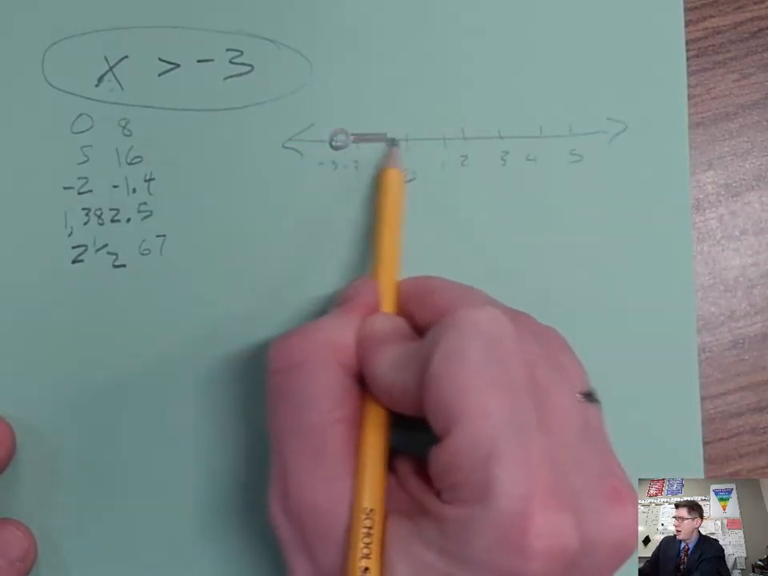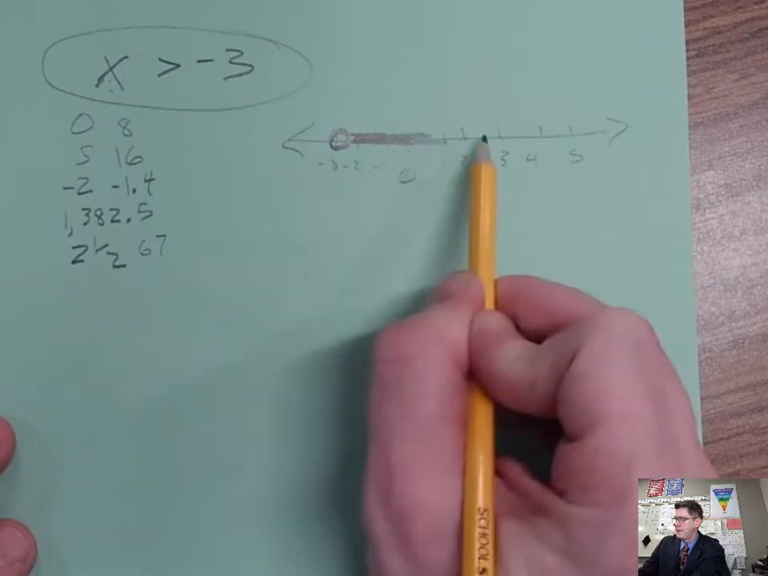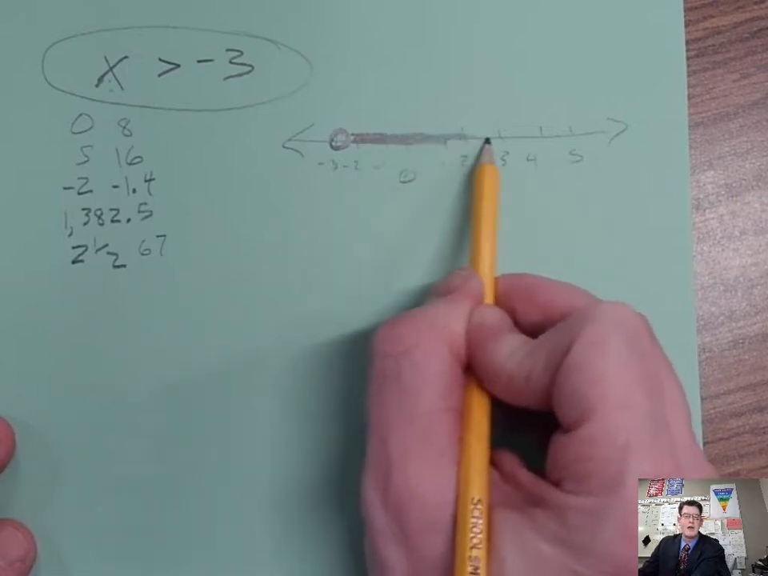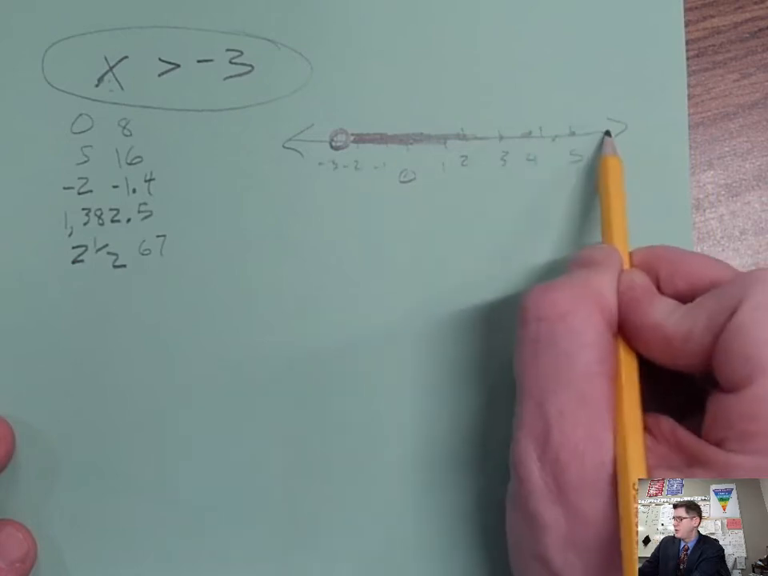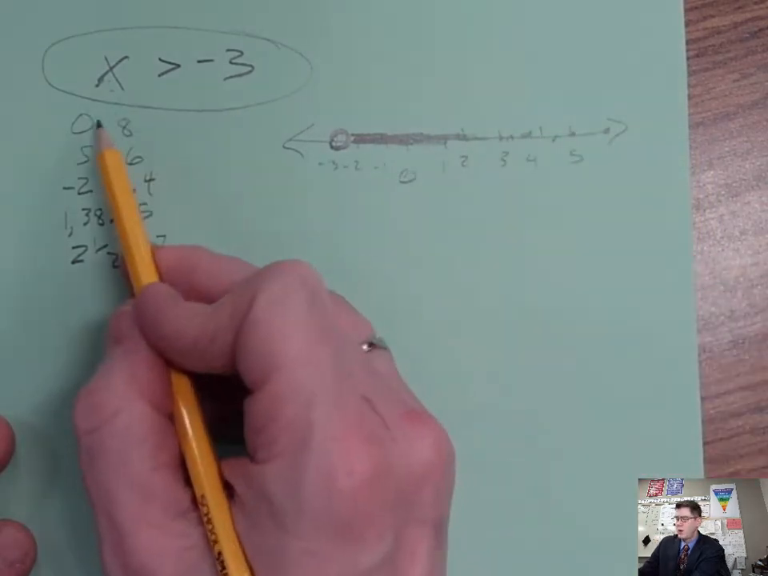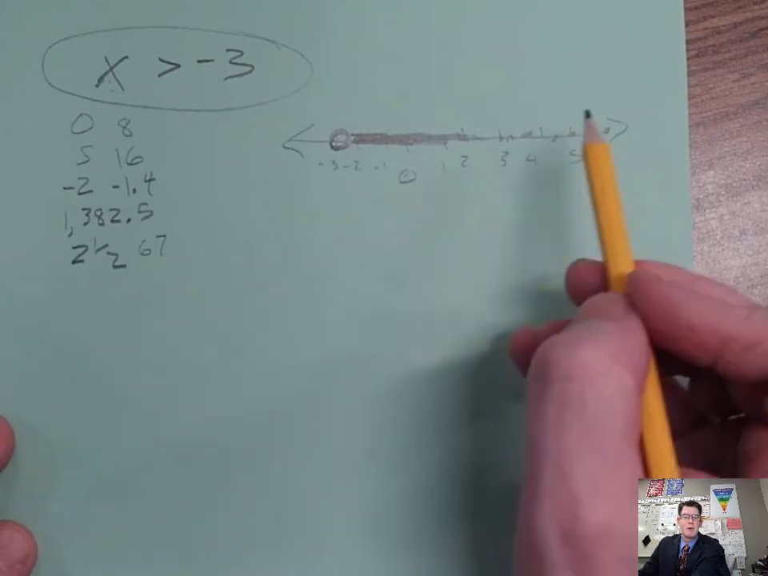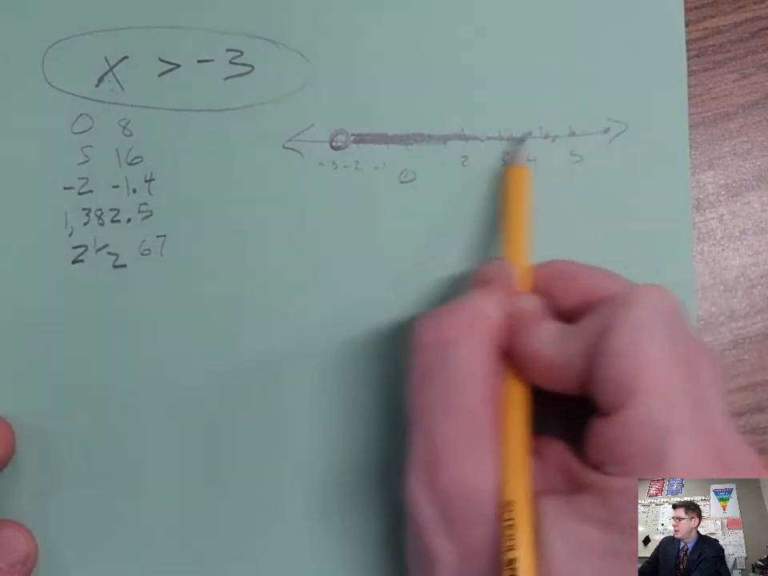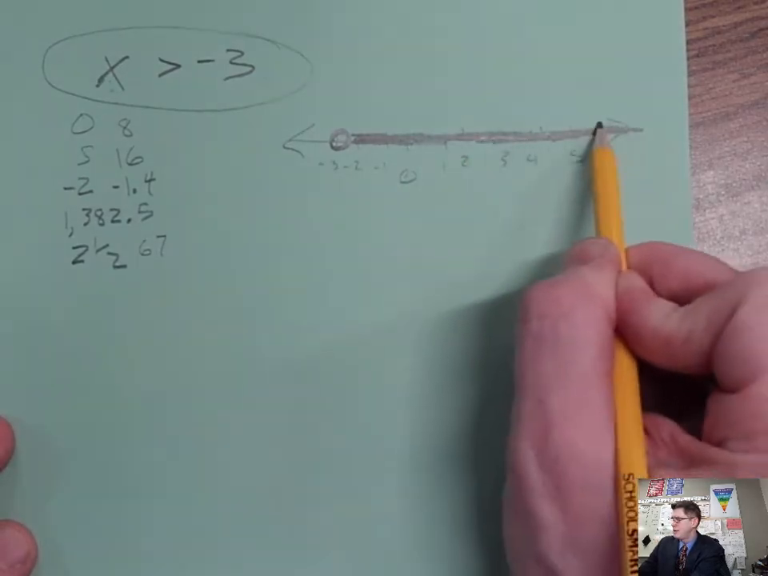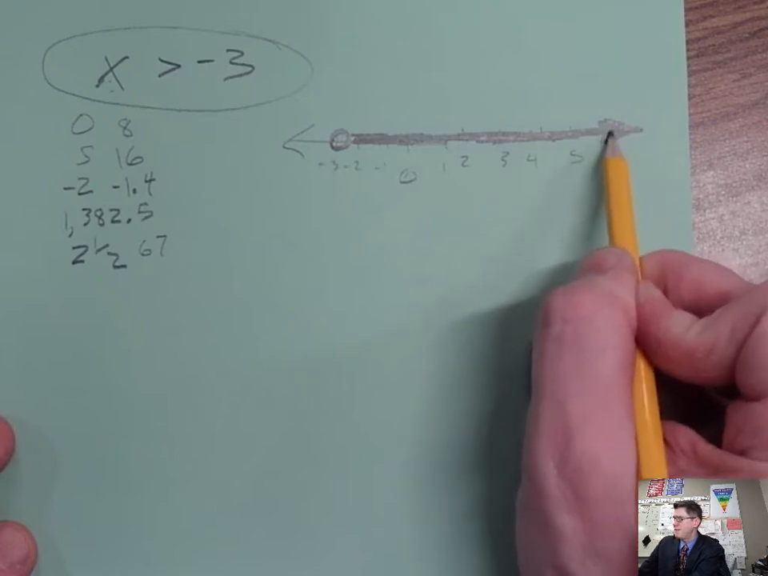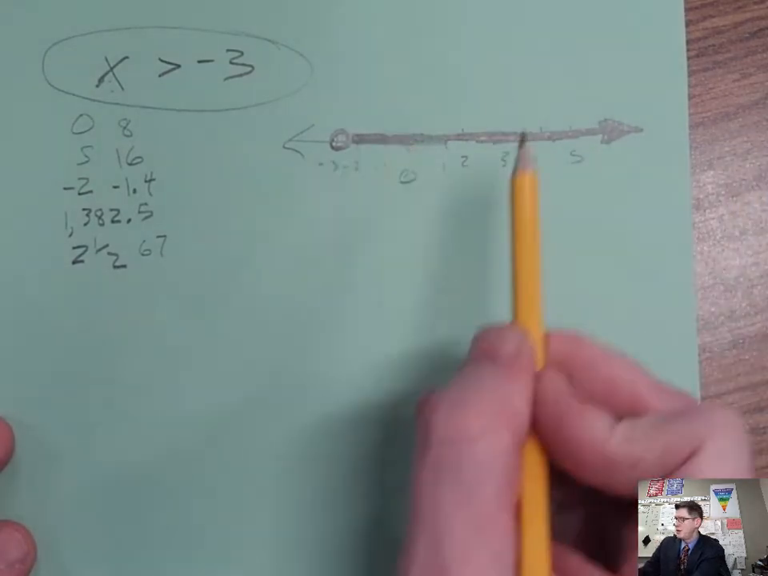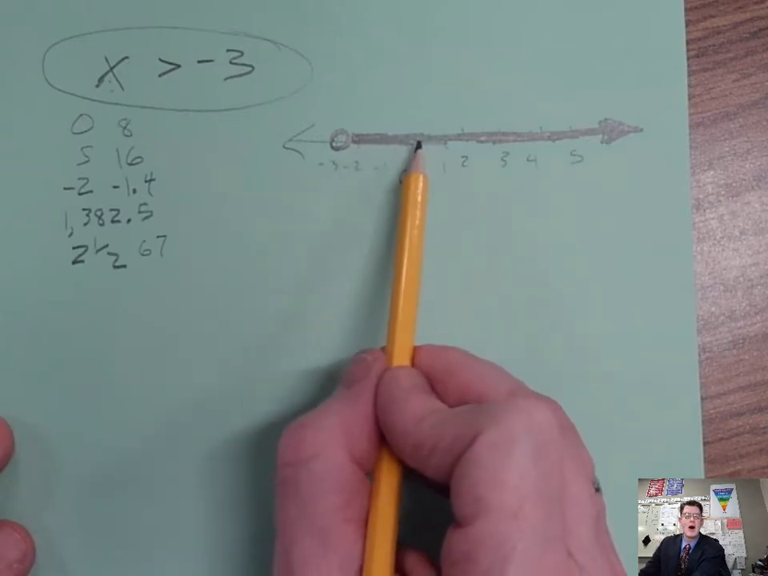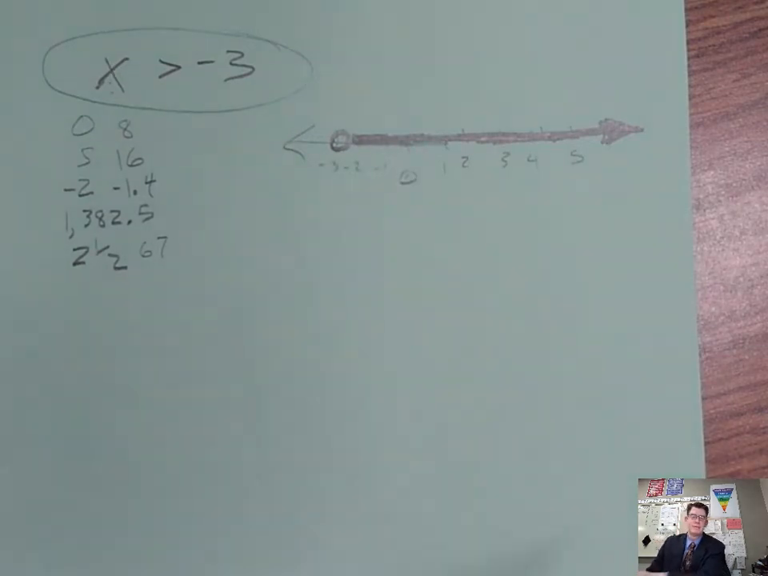But I want all the numbers that are bigger than -3. And so we just color in all the numbers that are bigger than -3. We're coloring this number and this number and this number and this number and this number and this number. And the way we color them all in is by just drawing a line with an arrow saying it's going on forever. There we go. That is now the graph of all the numbers bigger than -3.